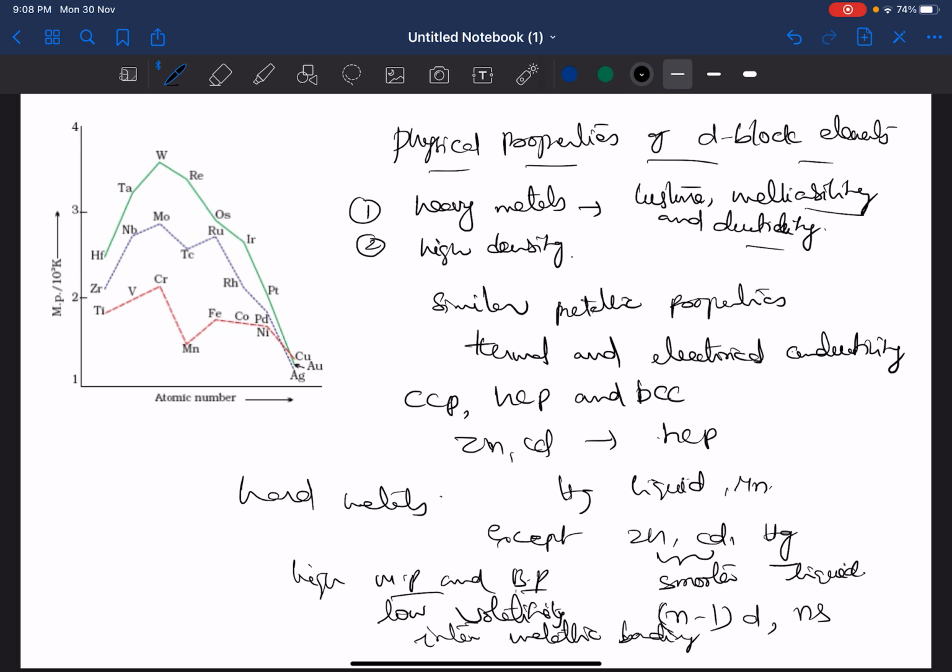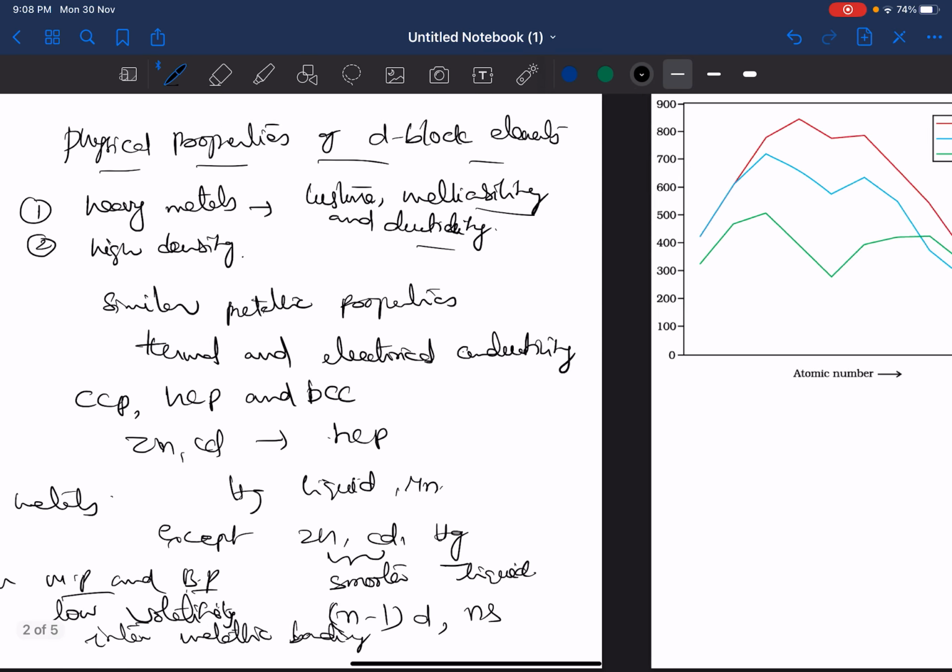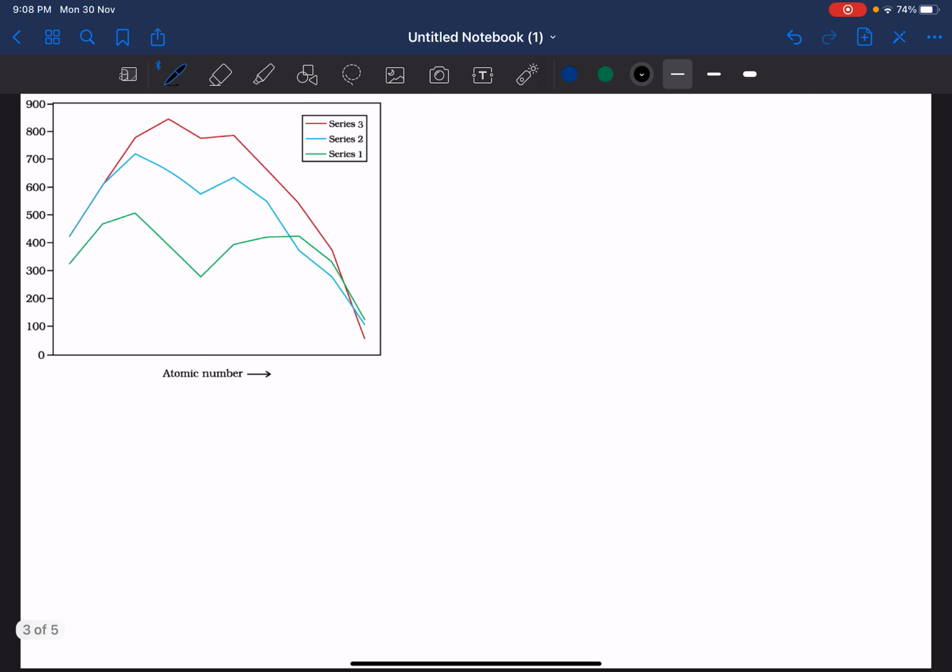And next one is the general properties of the d block elements. What are those general properties?